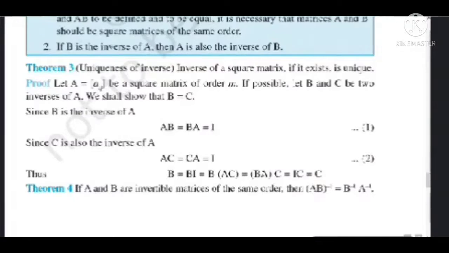Now you see BA. We take this BA separately, and here you get the associative law, that is (BA)C, where we take BA together. Now you already know BA is equal to I, so we put IC, and IC is equal to C. That means B equals C. If B is an inverse of A and C is also an inverse of A, but they are equal, then you can say the inverse of a square matrix is always unique. Only one inverse you will get.